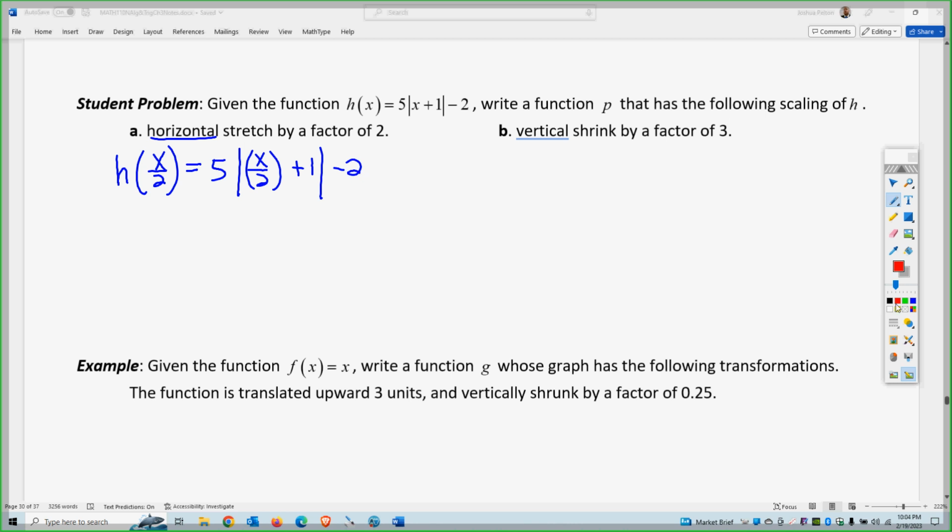Okay, so we can simplify here. So we get what? A new function called p of x, which we're going to call 5x over 2 plus 1. You can do 1/2 x also. Same thing either way. It's really your preference.